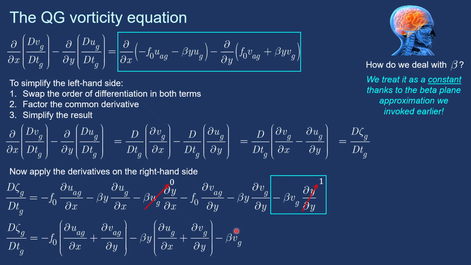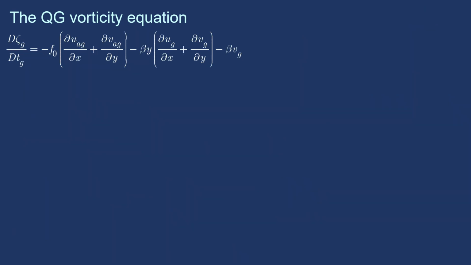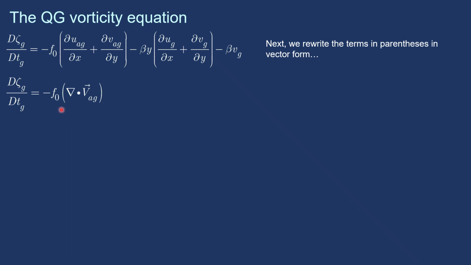So this is the result that we get having simplified what we've done so far. The next step will be to rewrite the terms in parentheses in vector form. If we look at the first term in parentheses here, we have partial UAG partial x plus partial VAG partial y, which sounds like the divergence of the total ageostrophic part of the wind. So negative F naught times the dot product of del dot VAG.